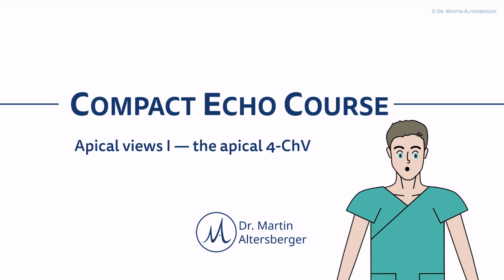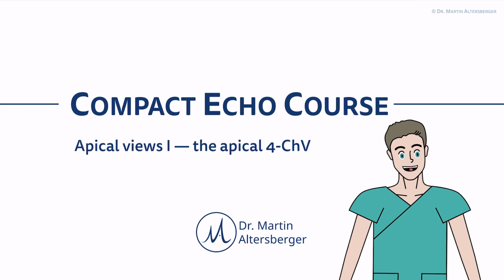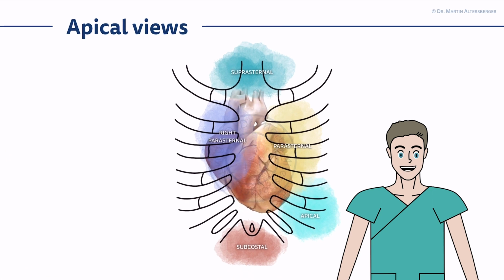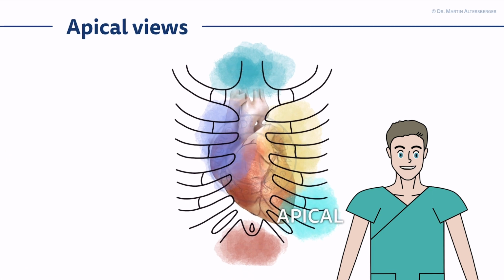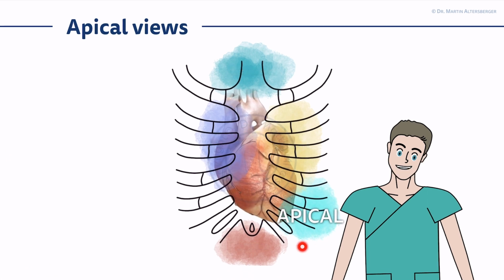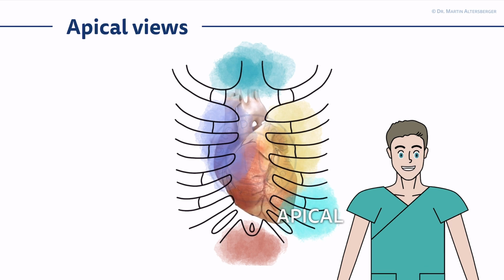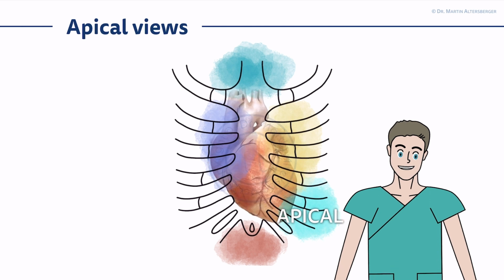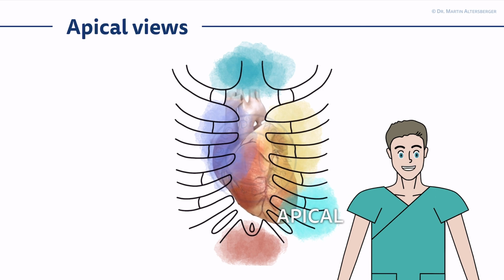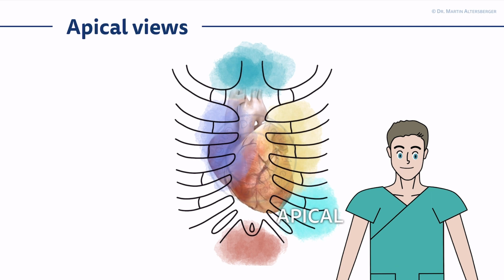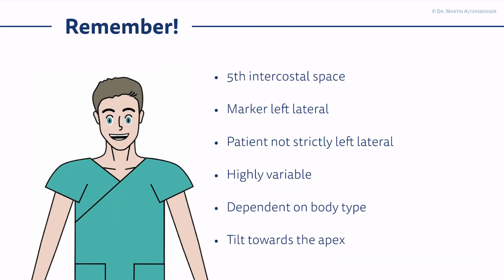In the next few videos we will talk about the apical views, and we will start off with the apical 4-chamber view. The apical views, as is already in the name, are located at the apex of the heart. Especially you want to focus on the left ventricular apex. Keep in mind, compared to the parasternal views, you're way more lateral and of course more caudal. It will be in the range of the fifth intercostal space where you find the apical views, the apical 4-chamber view in this video especially. But keep in mind it's highly variable.